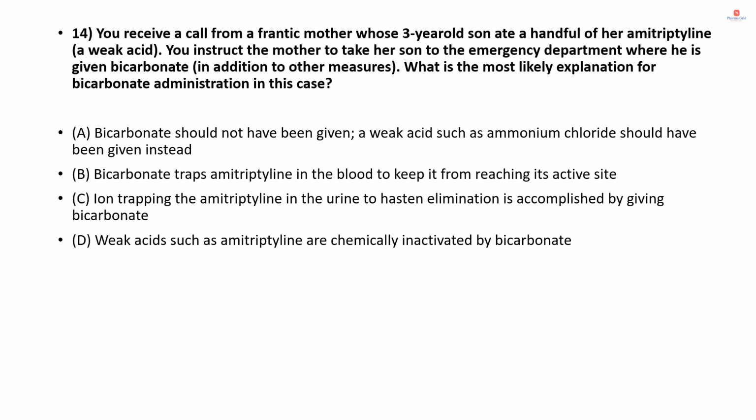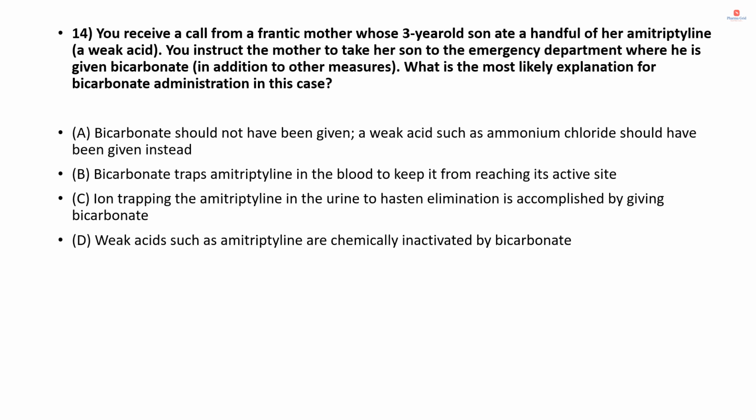So question number 14. You receive a call from a frantic mother whose 3-year-old son ate a handful of her amitriptyline. Amitriptyline is a tricyclic antidepressant and also a weak acid. You instruct the mother to take her son to the emergency department where he is given bicarbonate in addition to other measures. So what is the most likely explanation for bicarbonate administration in this case?